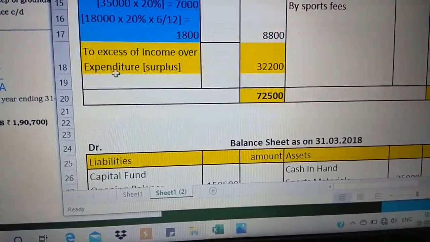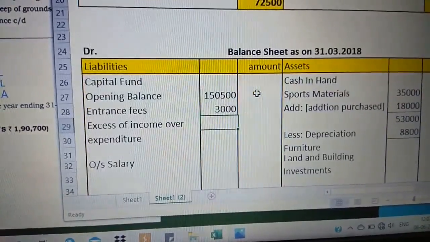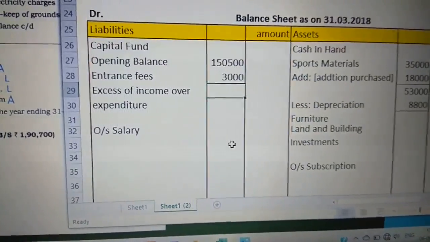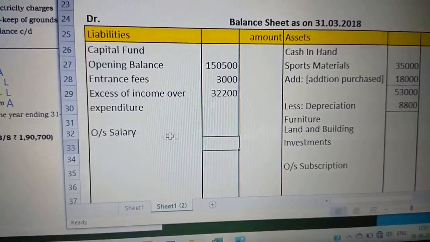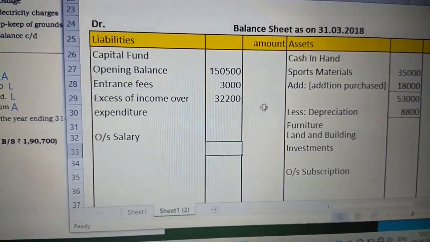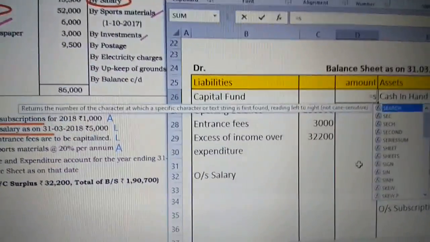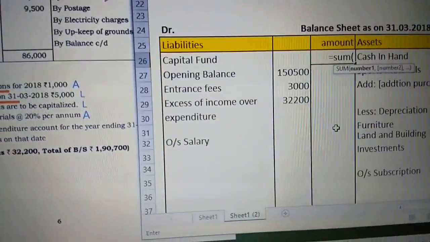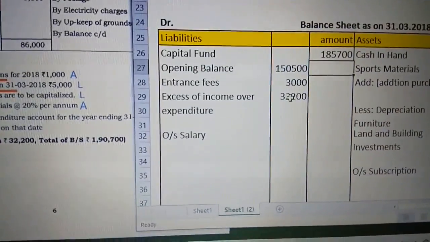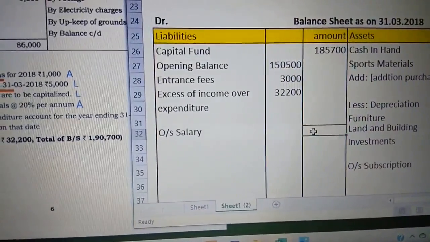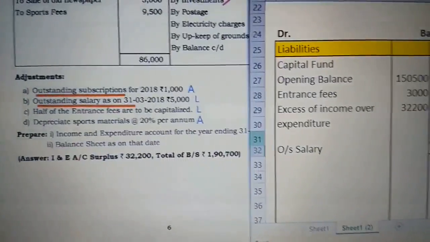Now moving on to the next, we have excess of income over expenditure, the surplus which we found yesterday, 32,200, that we need to take up. Next, apart from this, we have to take only the total of all the three. So I'm just going to take the total of these three items. So I get 1,85,700.